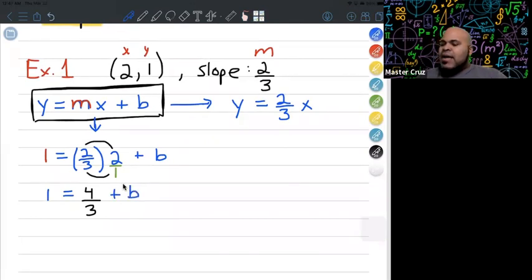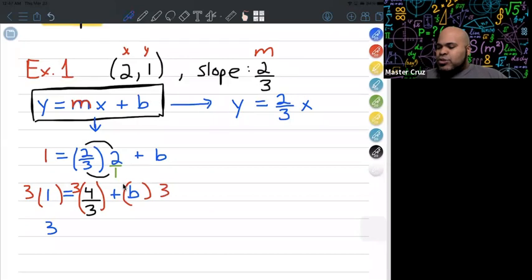Okay. Now I want to get b by itself, right? So I want to get rid of the fraction. So the fraction is positive right now. Actually, let's cancel the fraction first. Canceling the fraction is very easy. You just multiply by the denominator. So this is multiply times 3, multiply times 3, and multiply times 3. Every single term is multiplied by 3.